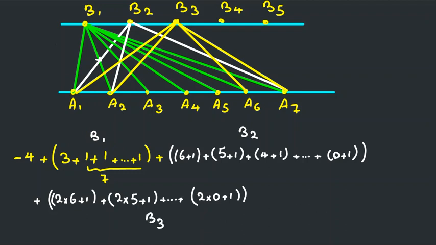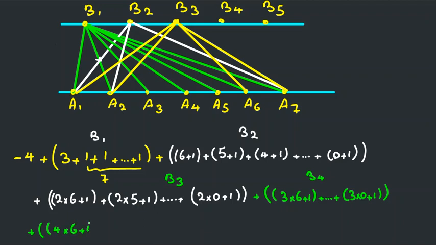If we consider B3, it will be similarly 3 times 6 plus 1 up to 3 times 0 plus 1. It is the effect of B3. And the effect of B4 is 4 times 6 plus 1 up to 4 times 0 plus 1. Now let's calculate, and then I will tell you also another solution. Solution 1 was this.